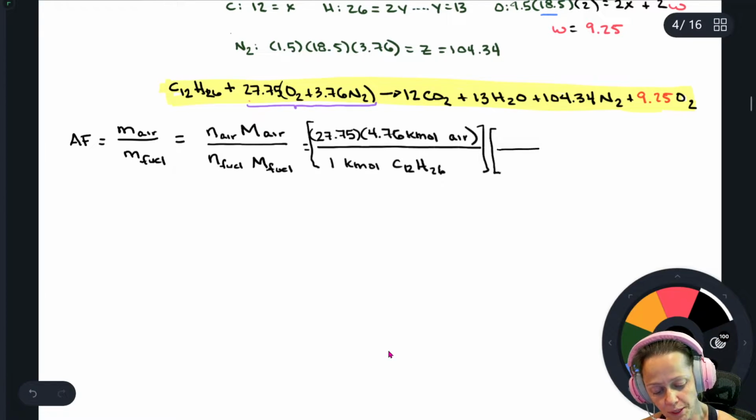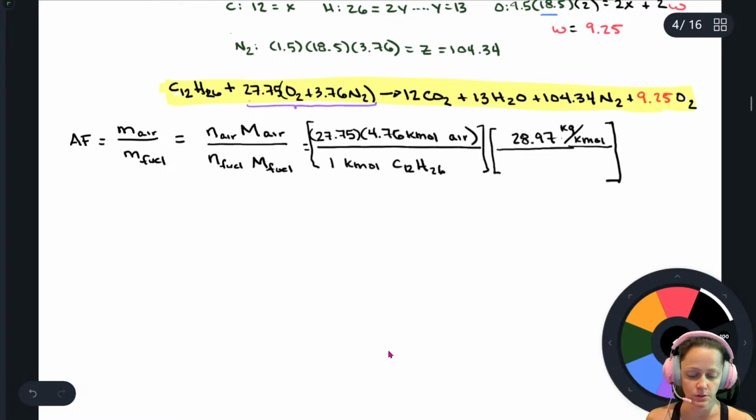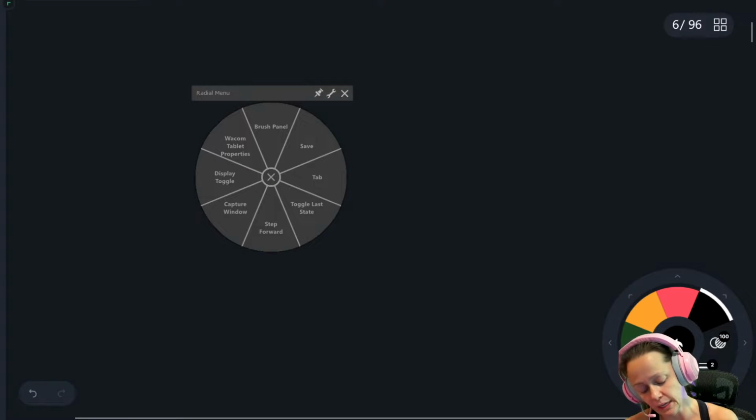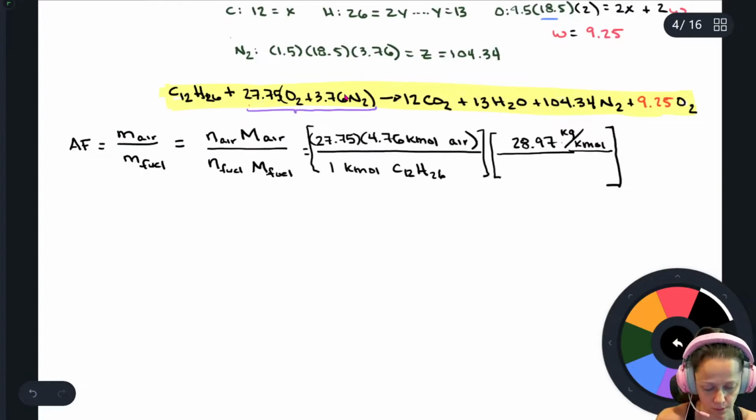So I've got things in terms of moles now, and then I've got the ratio of the molar masses. The molar mass of my air, I can look this up in table A1, but I probably remember it: 28.97 kilograms per kilomole. So of course the kilomoles are going to cancel out. And then the molar mass of my C12H26. Normally I would say, let's go look that up. But unfortunately, I don't think I have that. So, uh-oh, what do we do?